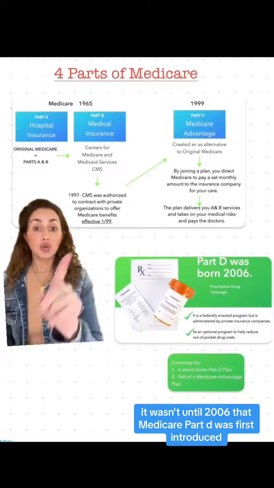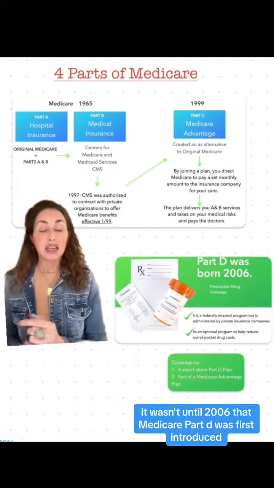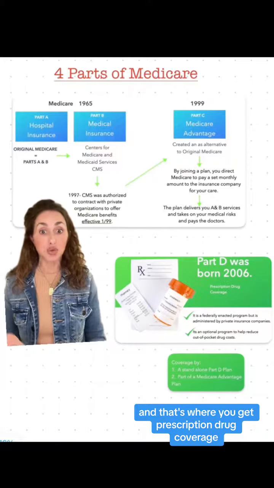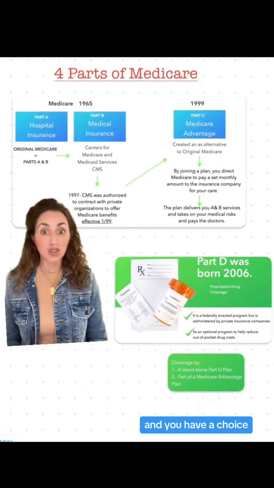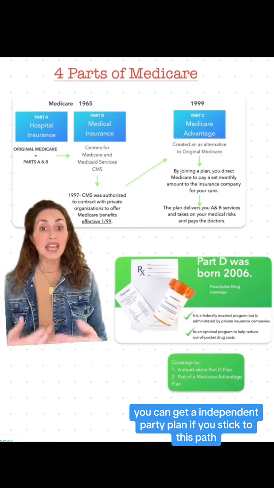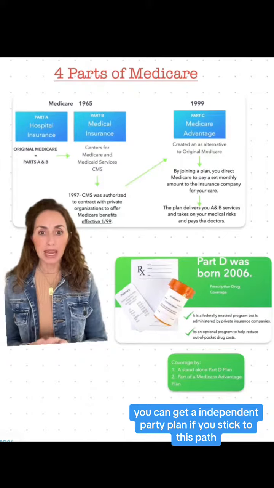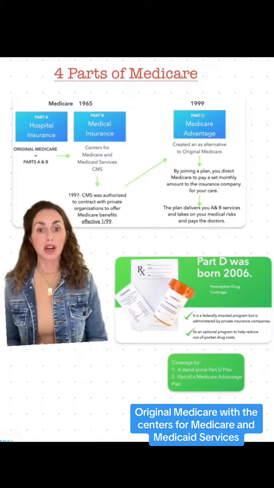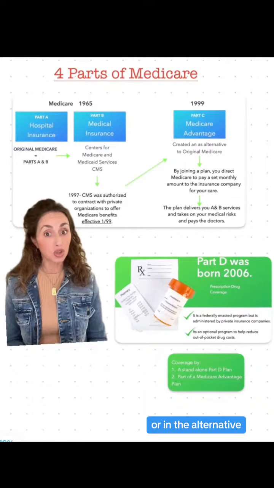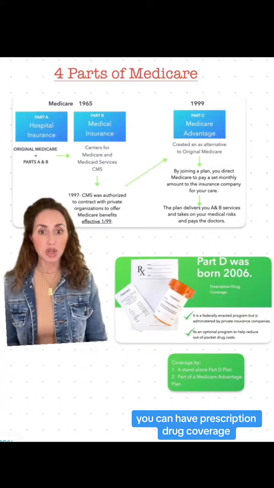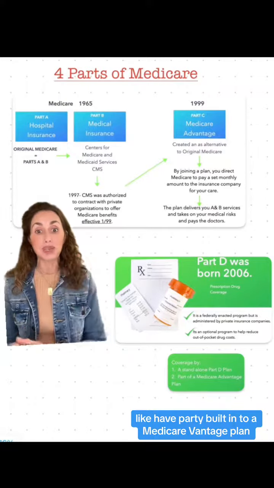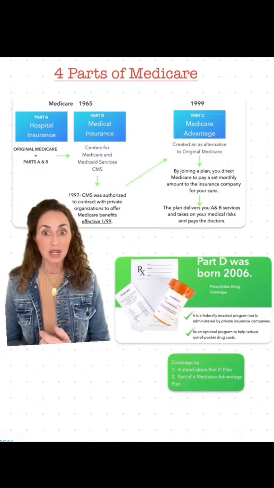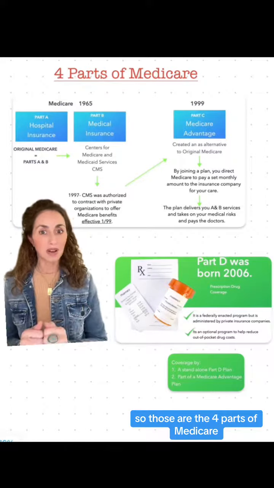Now, it wasn't until 2006 that Medicare Part D was first introduced, and that's where you get prescription drug coverage. And you have a choice. You can get an independent Part D plan if you stick to this path, original Medicare with the Centers for Medicare and Medicaid Services, or in the alternative, you can have prescription drug coverage, like have Part D built in to a Medicare Advantage plan, Medicare Part C. So those are the 4 parts of Medicare.